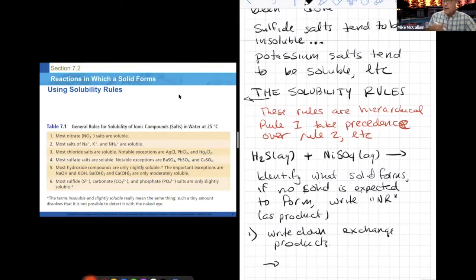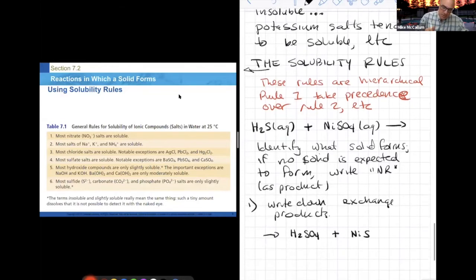So there's my reaction arrow. Now I'm just concerned about the right side of the reaction. I'm going to put the hydrogen with the sulfate. Sulfate is 2-, so I need to put 2 hydrogens to make it complete. This is, of course, sulfuric acid. And then I'm going to put the nickel 2 with the sulfide. So those are my 2 possible products. And remember, I call them possible products because they're only considered a product if we get a precipitate. We'll investigate this a little further in a few minutes. Okay, so we write down the exchange products.